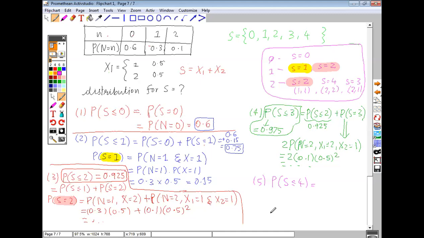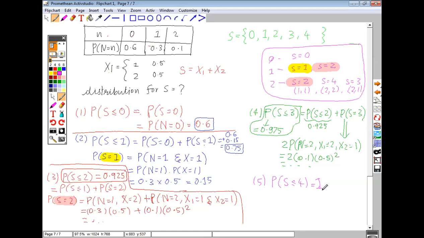And what about others? What do you guys think? It will be 1. Yeah, right. It will be 1, right? Because every time my S is always less than or equal to 4. So, you can do this calculation, but you will eventually boil down to 1. So, that's it. We have derived the whole distribution for S right then and there.